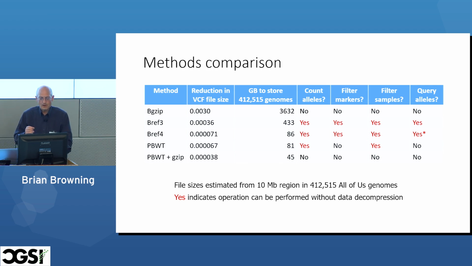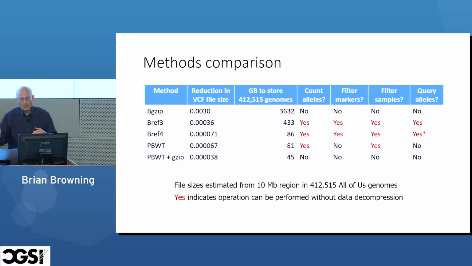Where BREF4 has many advantages is what you can do directly on the compressed data. You don't have to decompress, or if you do decompress, you don't have to decompress very much, as I'll explain. So the last 4 columns here just ask you, what can you do on this compressed data without having to decompress it? Can you count alleles? Can you filter markers? Can you filter samples? Can you query alleles? bgzip, nah, nothing. BREF3, you can do it all.